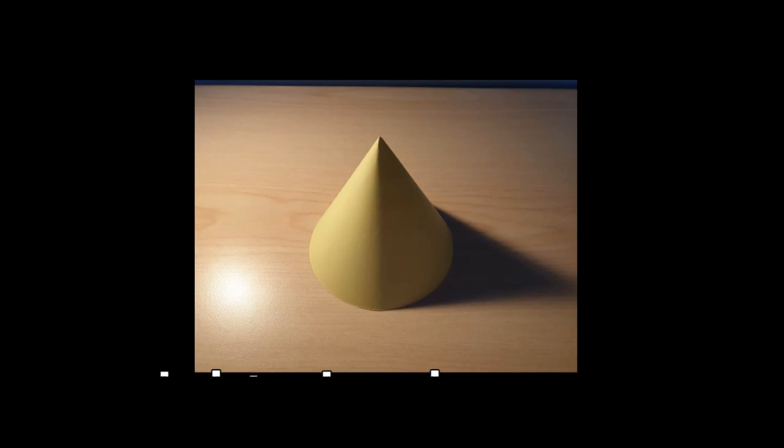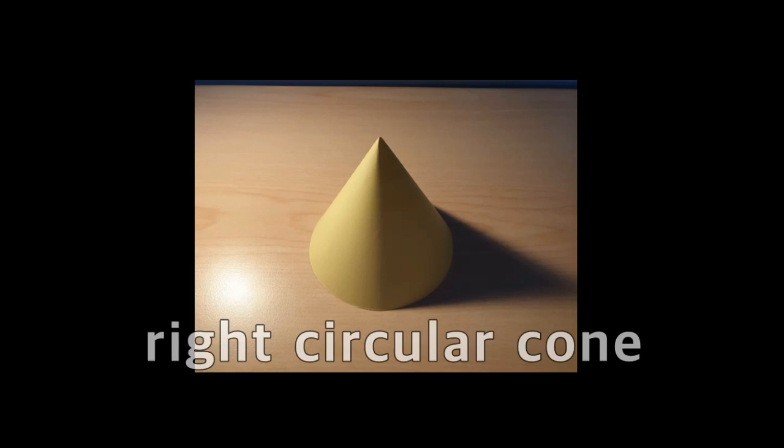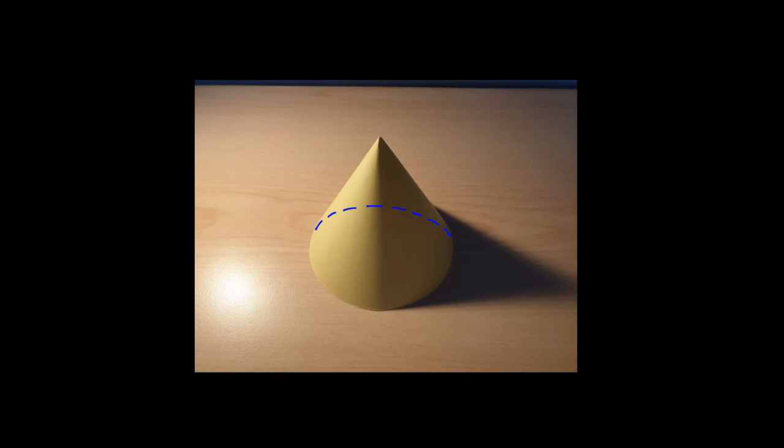I made a right circular cone. A right circular cone has a circular base and the vertex, the point on the top of the cone, is right above the center of the base. Now I'm going to cut this right circular cone twice, once and twice, with both of the cross sections being parallel to the base of the cone.